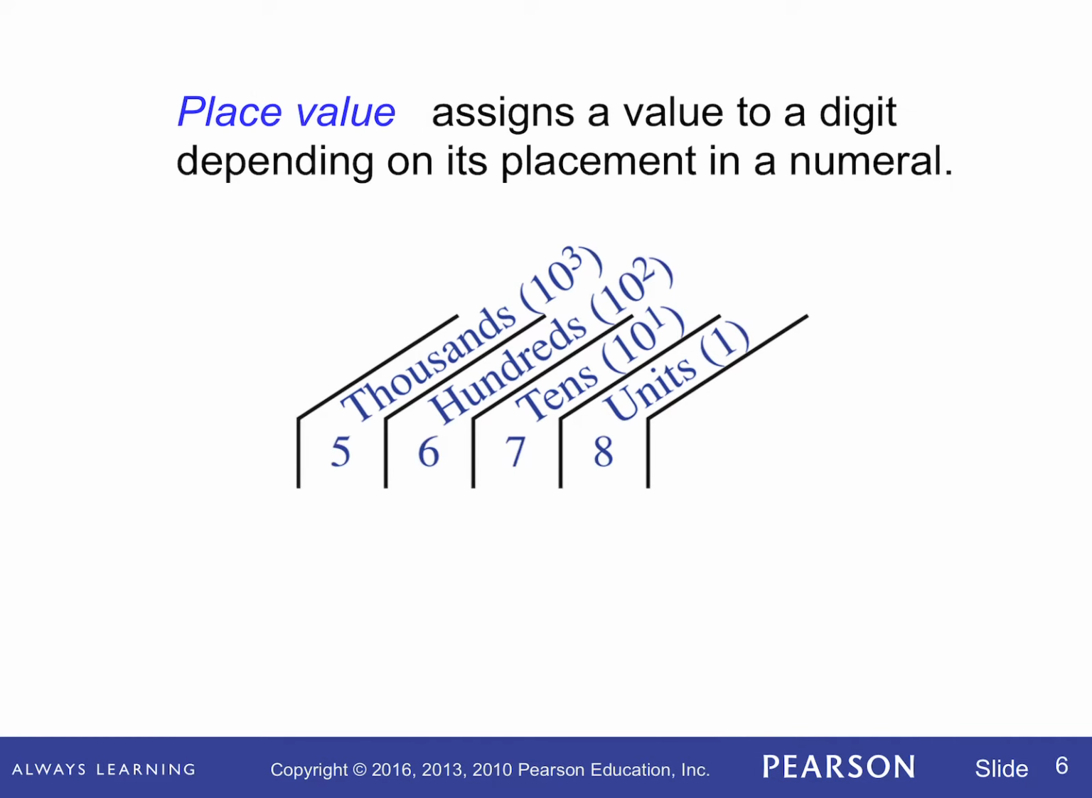So here's an example. I have the number 5,678, and if you look at that number, we know that the 5 is in the thousands place, which represents 10 cubed, and the 6 is in the hundreds place, which represents 10 squared, and so on. This is something you've probably seen before, but this place value is really important, and this is going to be the foundation for your students to really understand what we're talking about when we're dealing with numbers.